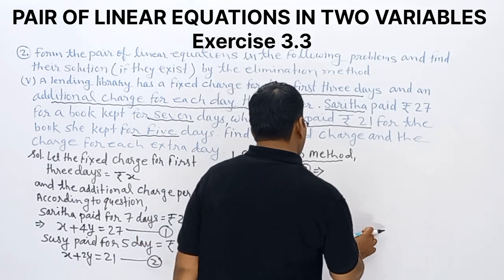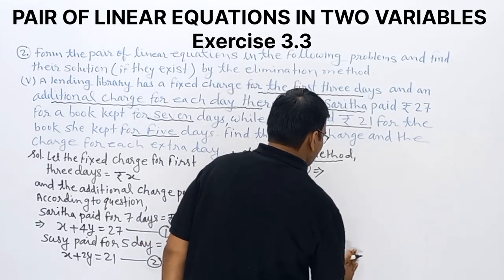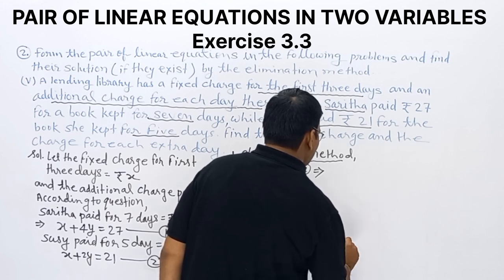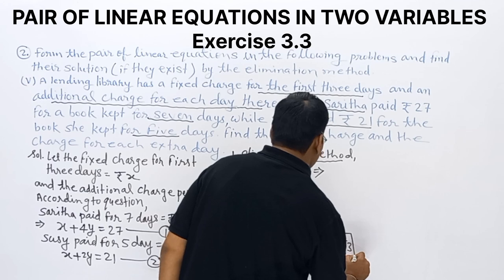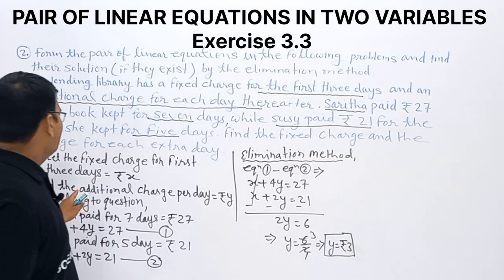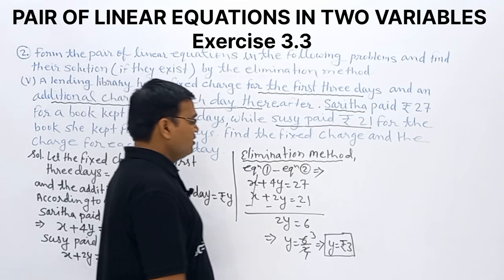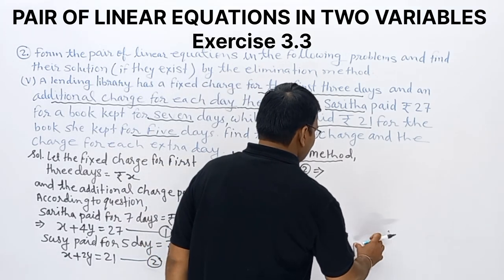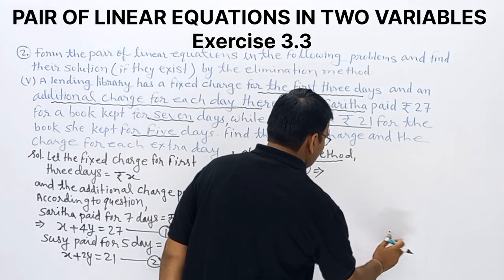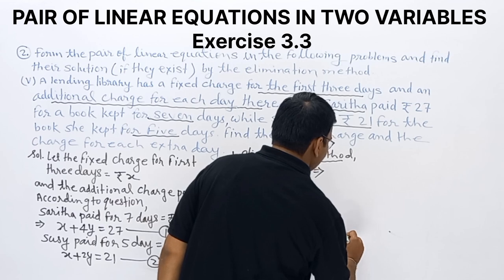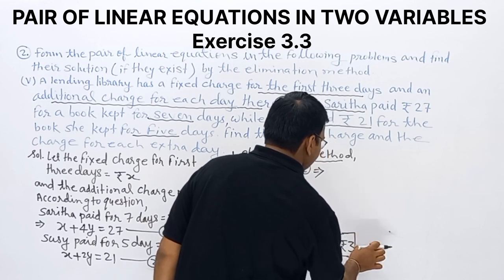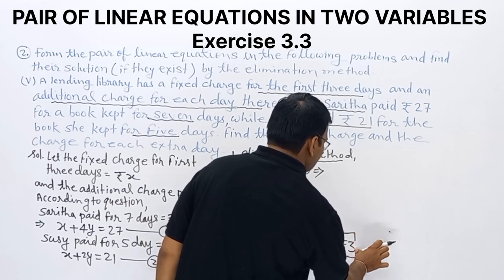Y equals rupees 3. Y is the additional charge per day, rupees y. So rupees 3 we are getting. So the y value will be rupees 3.